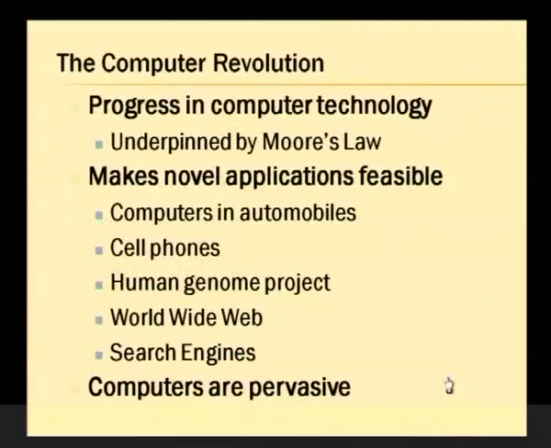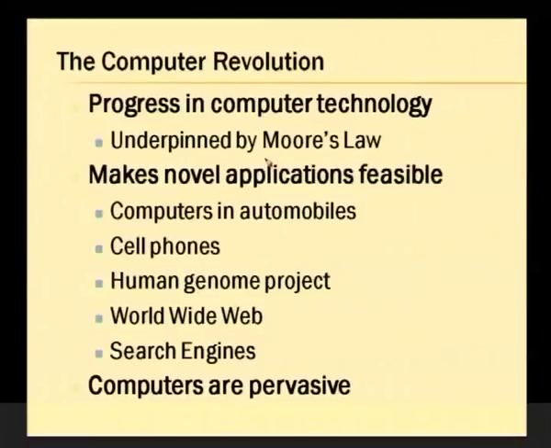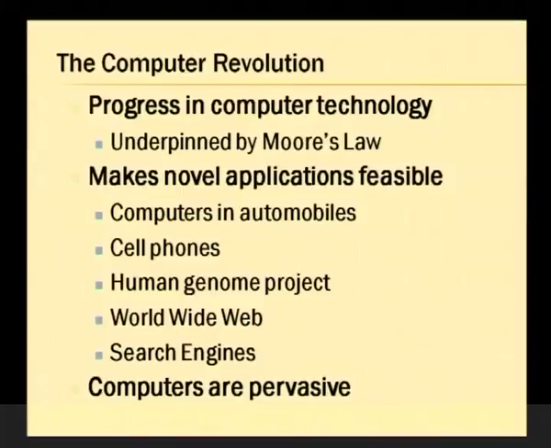So what do we mean by the computer revolution? We say that we are now in a world where a computer revolution is taking place. So what do we actually mean by this computer revolution? Essentially it talks about the progress that has taken place in terms of computer technology, and this progress has been facilitated by a law called Moore's law. Gordon Moore was one of the founders of Intel Corporation, and he came up with this prediction that the number of transistors in a processor would double every 18 months.